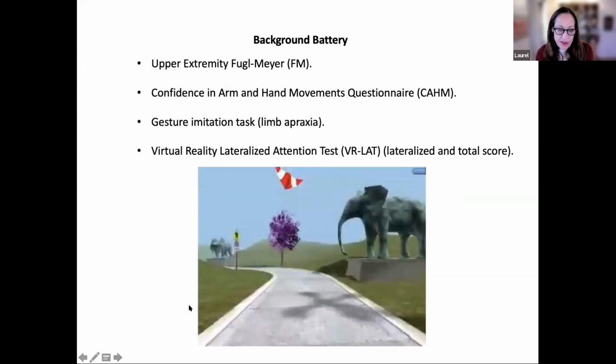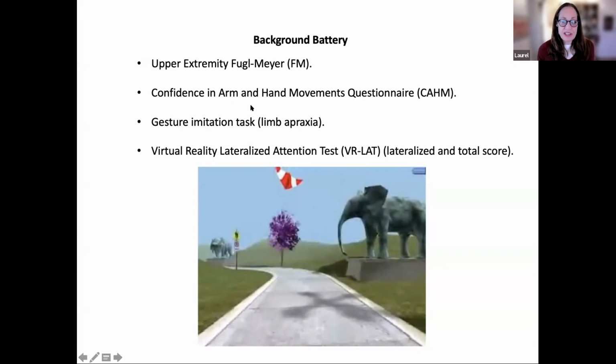Okay. We also performed the background battery, which included the upper extremity Fugl-Meyer and a questionnaire called the Confidence in Arm and Hand Movement Questionnaire. The reason we included this is that some past research has suggested, and it's a bit of a chicken and egg issue, that people who have less confidence in their ability to use the affected arm do, in fact, use it less, and that confidence goes above and beyond capacity.